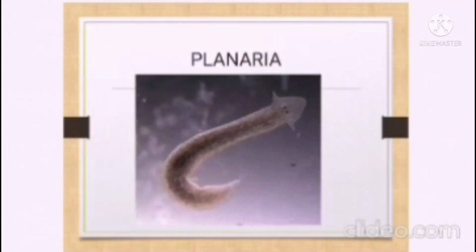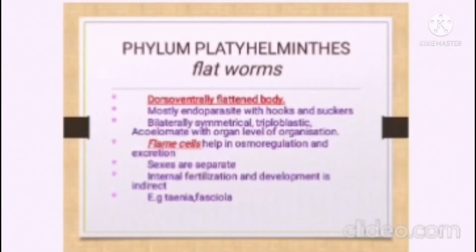Planaria is a free living Platyhelminthes. So like this you can find the Platyhelminthes. Now Platyhelminthes are dorsiventrally flattened, means the top side as well as the bottom side is flat. Okay. Endoparasite. Endoparasite means they live in the body of an organism.